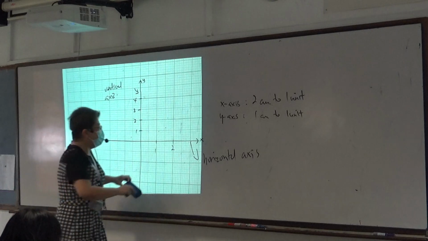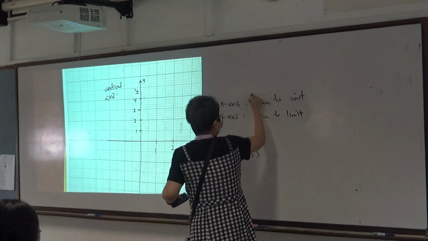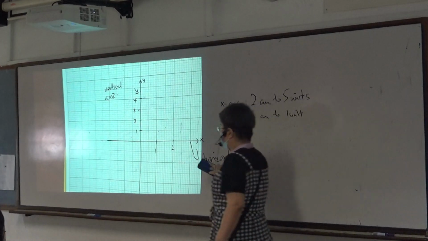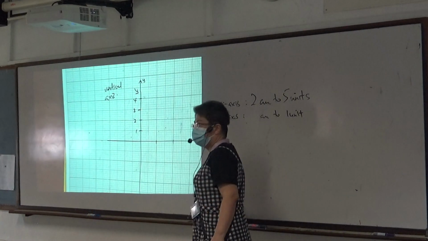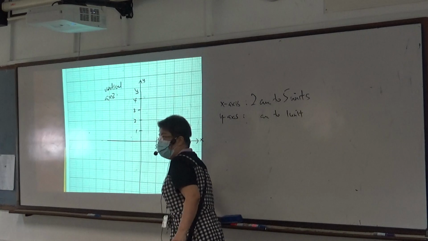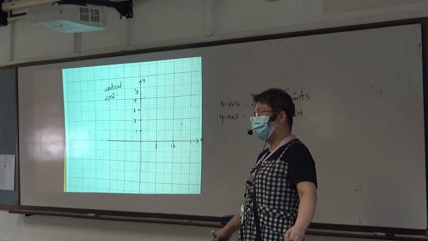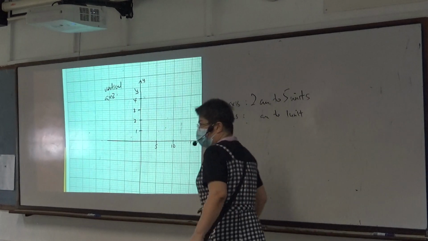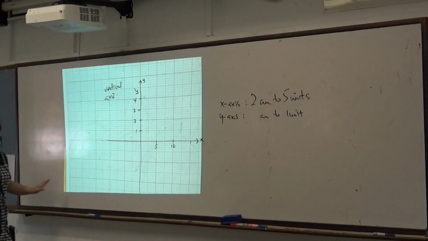Now, I want to ask one question. What if I have 2 cm to 5 units? What does it mean? For the x, if I have 2 cm to 5 units, this one, then you want 5 and then 10. Are we clear? 5, 10, and so on and so forth. Everybody okay so far? No problem. Okay, good. Now, next thing is I want to teach you how to read the scale.